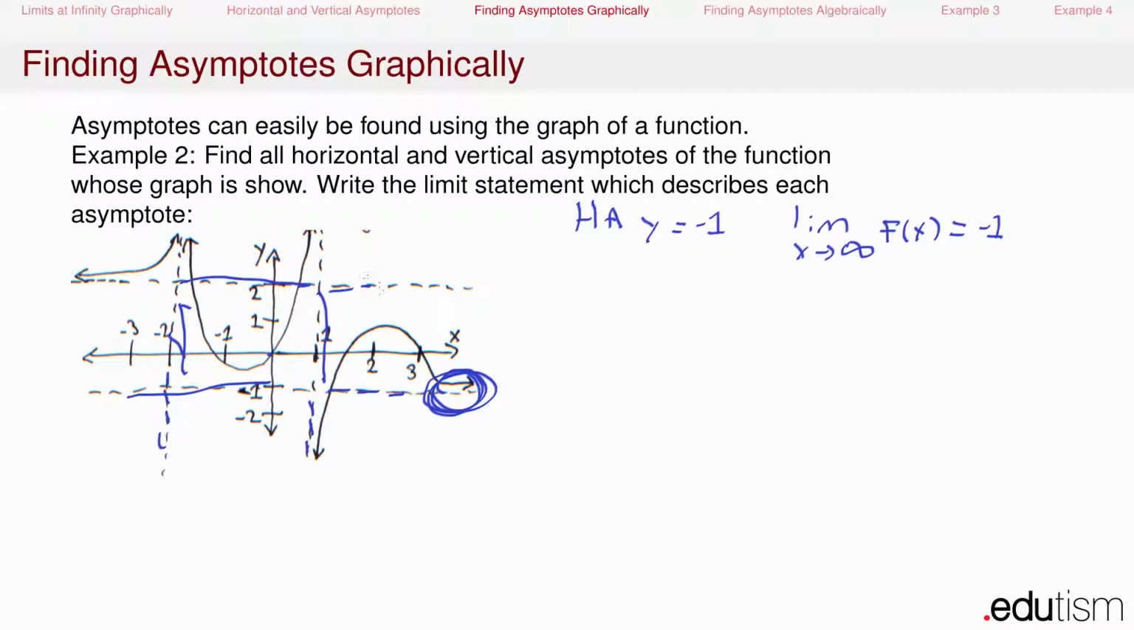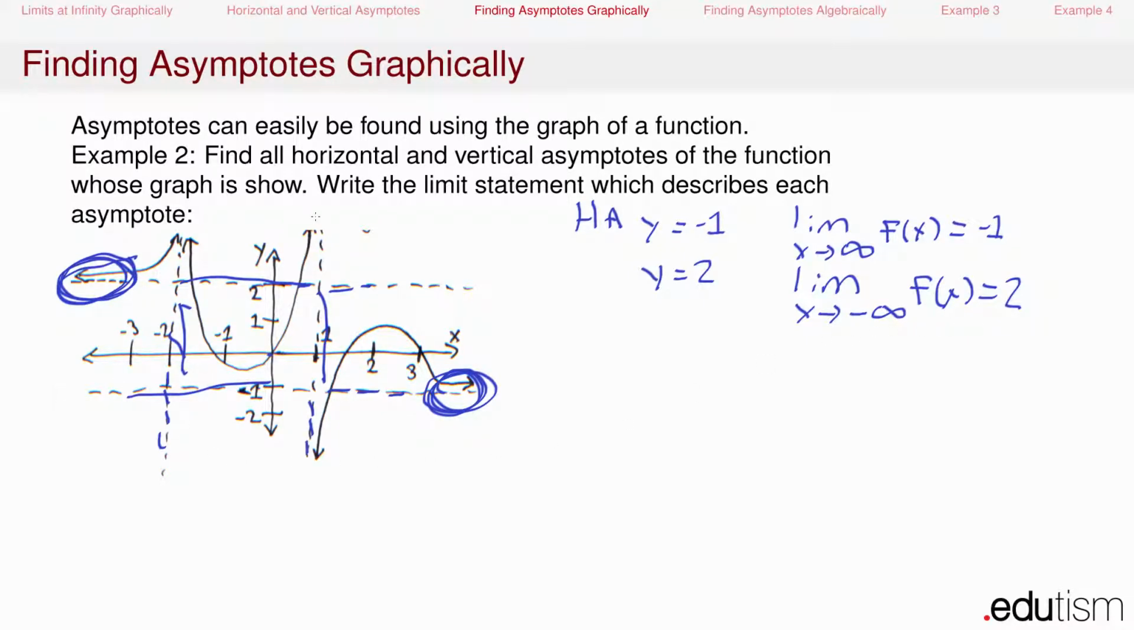the graph. There's another horizontal asymptote up here at 2. That's the line y equals 2. Now if we want to express that as a limit, we notice it's this part of the graph that gets closer and closer to that line. That part of the graph is what happens when x goes to -infinity, as the x coordinates get more and more negative. So in that case, we're going to say the limit as x goes to -infinity of f of x equals 2.